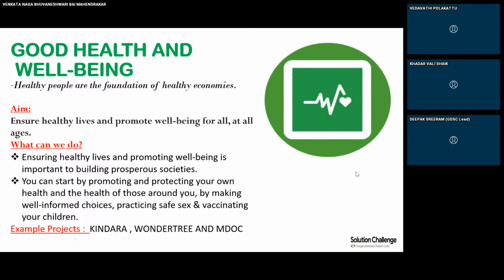In the slide we have written that ensuring healthy lives and promoting well-being is important to build a prosperous society. As I have already said, health is important. We can start by promoting and protecting our own health first. How many of us are protecting our own health? Just let me know. No one, right? We just think that one day we will eat good nuts and all. Later on, we'll end up having pani puri, etc.